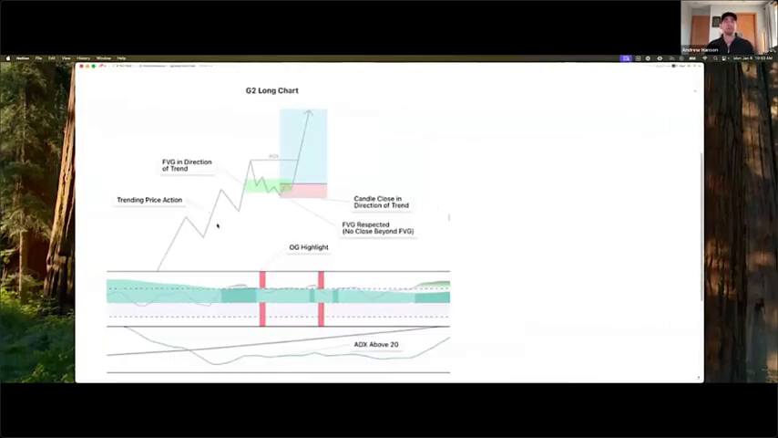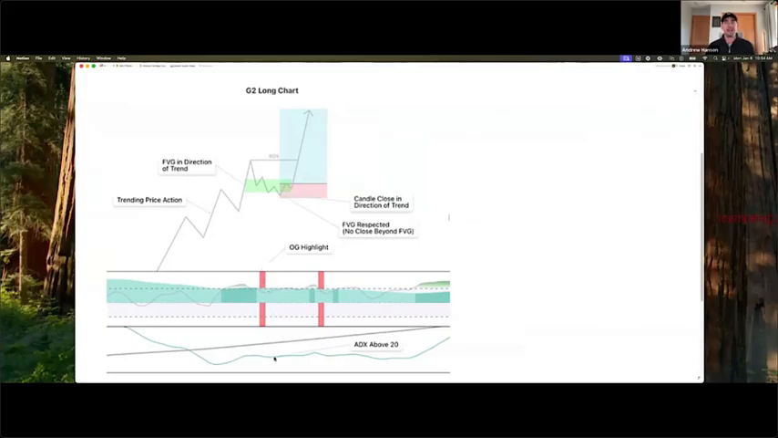Okay. And so here's what we're looking for. We're looking for trending price action like we already have. We're looking for a fair value gap in the direction of the trend, price to come into that fair value gap and be respected, which means we don't get a close beyond it. We don't close through the fair value gap. And then we want a candle close in the direction of the trend, indicating that we could be continuing up.